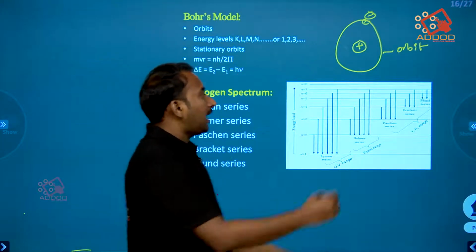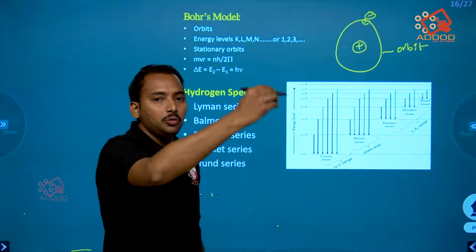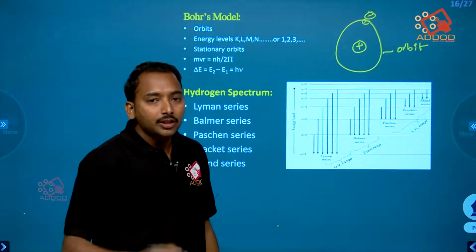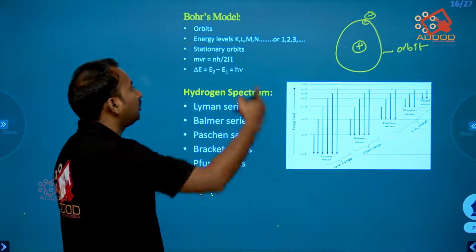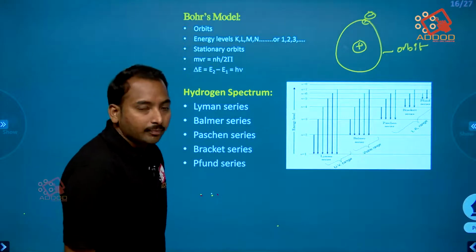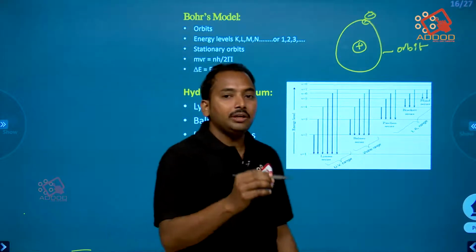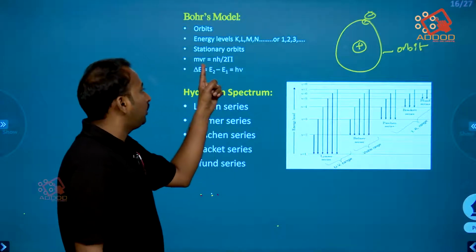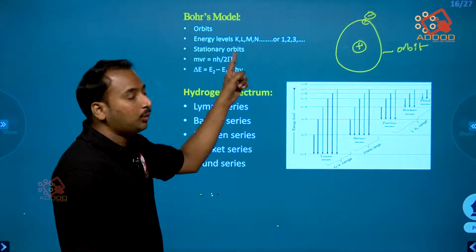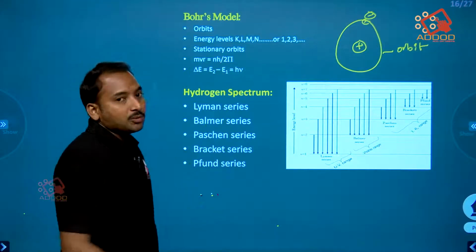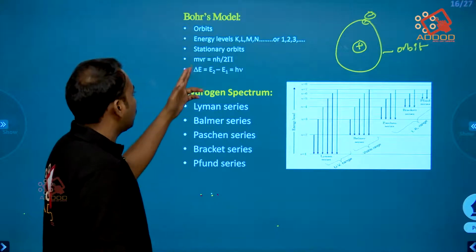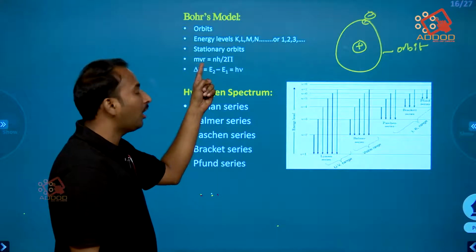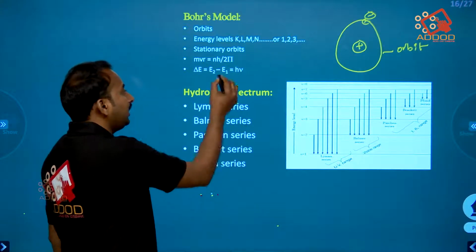Next, as long as the electron revolves around the nucleus, it neither absorbs nor emits energy, so the energy of the orbit is constant. These are called stationary orbits. Next, the electron revolves around the nucleus with angular momentum. The angular momentum of the electron, mvr, is equal to nh/2π, an integral multiple of h/2π. We explain the terms: m is the mass of the electron, v is the velocity of the electron, r is the radius, and n is an integer.